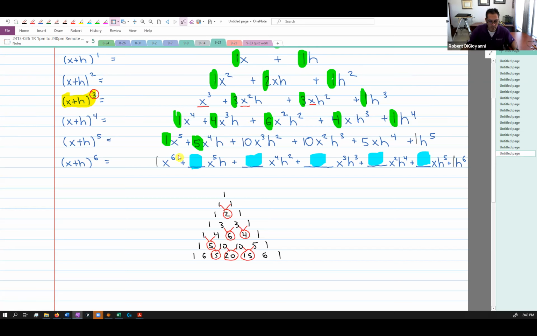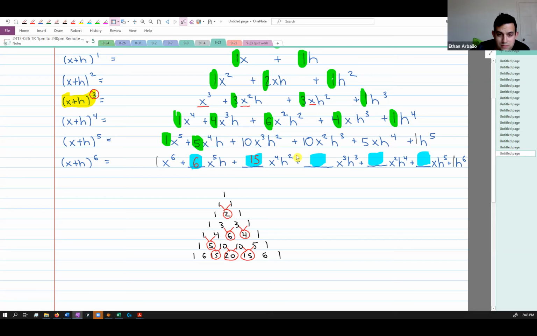So what would this number here be? The sum of what two numbers? 5 and 1, these two. Oh, which would be right, yeah, 6. Just looking at the wrong one. And then what would this number be? That'd be 5 and 10, 15.